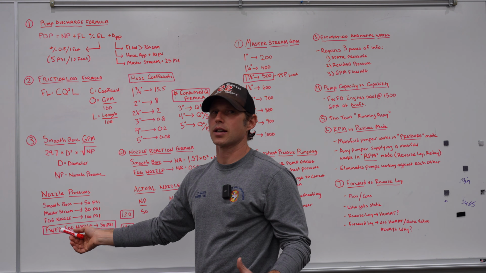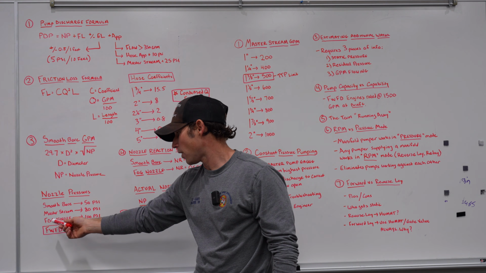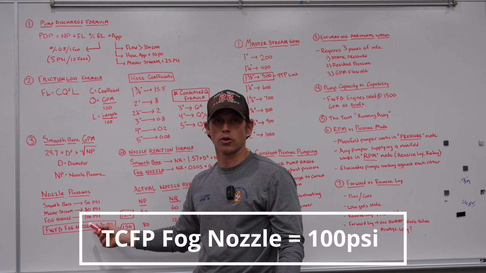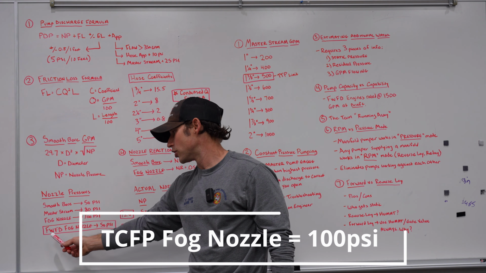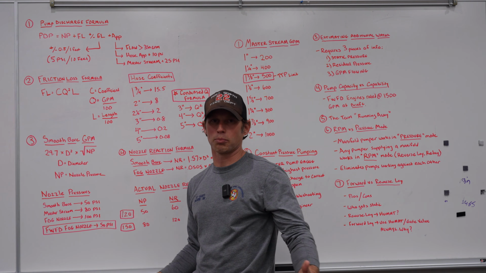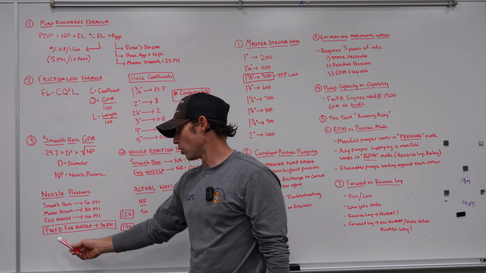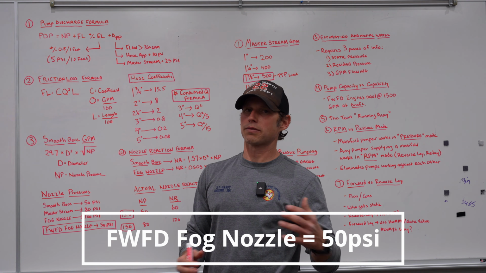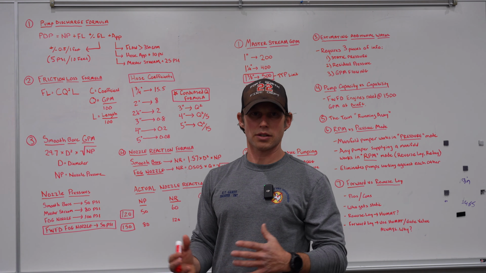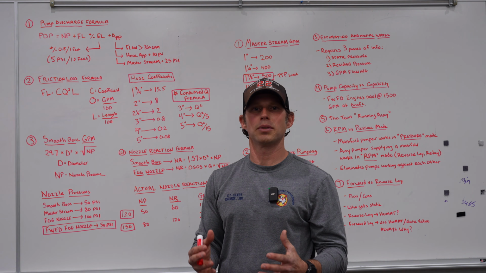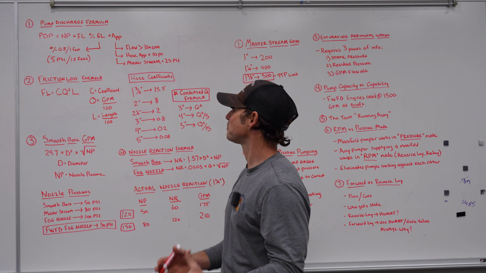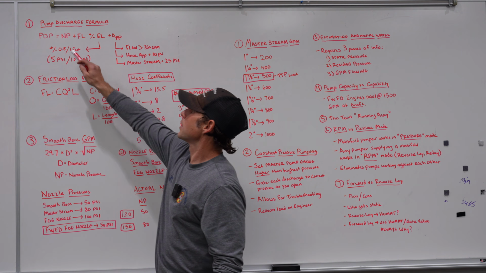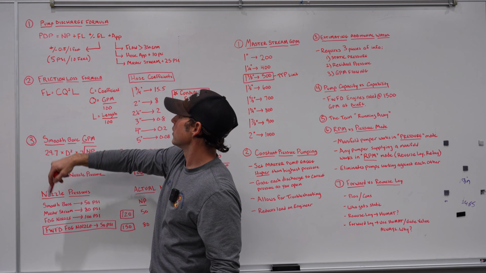As far as state testing purposes go, if they ask you for a fog nozzle, your value is going to be 100 psi. Just know that in the real world, we use low pressure fog nozzles in Fort Worth, so our fog nozzles are going to be 50 psi. So whether you use fog nozzles or smoothbore nozzles in the city of Fort Worth, 50 psi is going to be your nozzle pressure value. So that's a good starting point. It's going to be determined based on this.